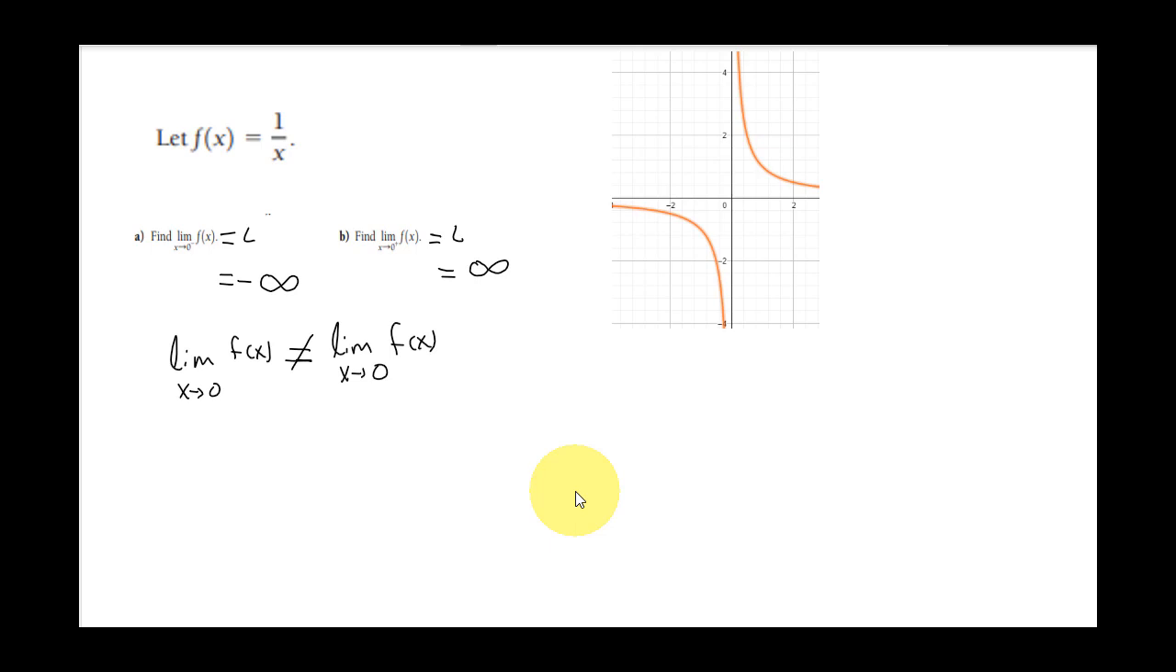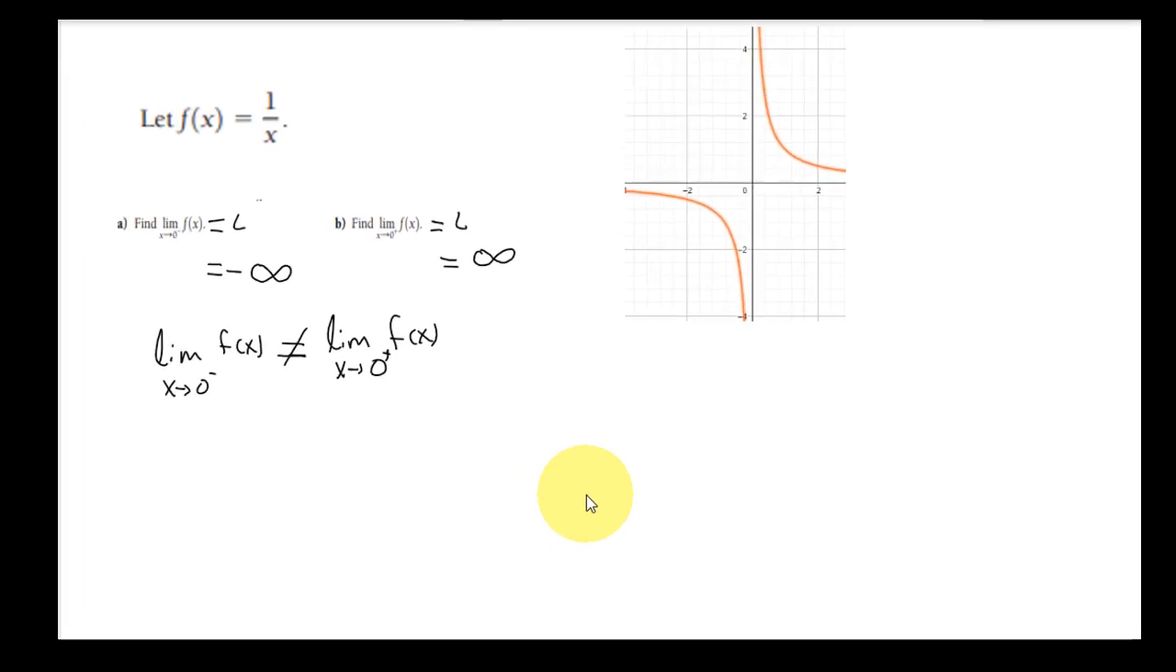Because the limit when x approaches 0 from the left of f of x is not the same as the limit when x approaches 0 from the right, then the limit doesn't exist.